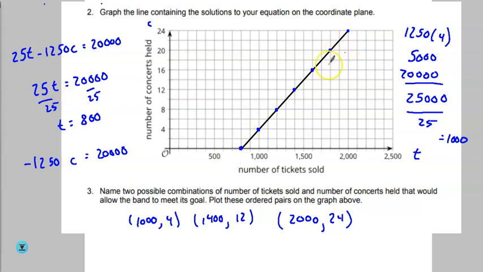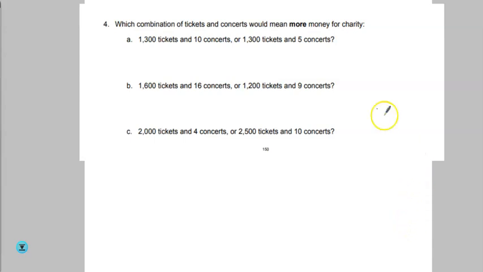All of those points on that line will give you $20,000 in profits at the end. All right, so which combination of tickets would mean more money for charity? Well, the first one, hopefully you see, if they sell 1,300 tickets and have 10 concerts, remember 10 concerts cost them money. Well, if they sell the same number of tickets and have 5 concerts, this is the combination that's going to make more money because they're going to put out less for the concerts.